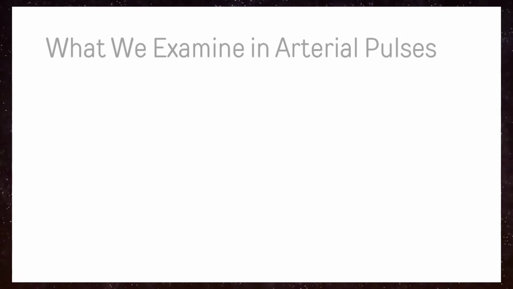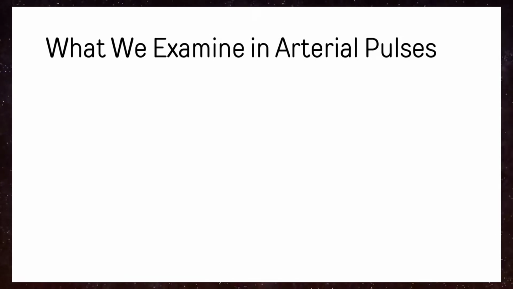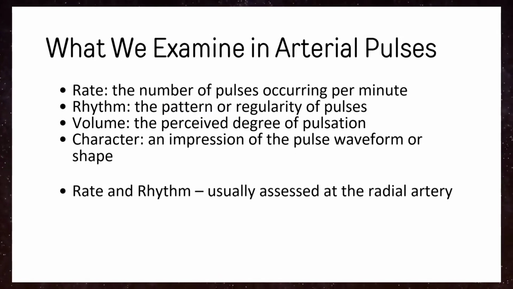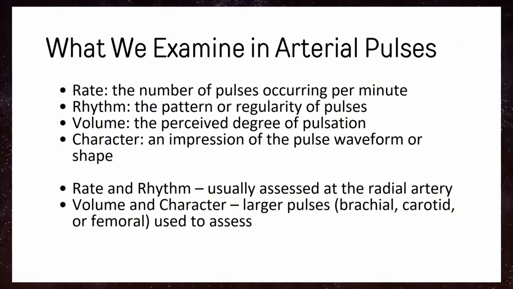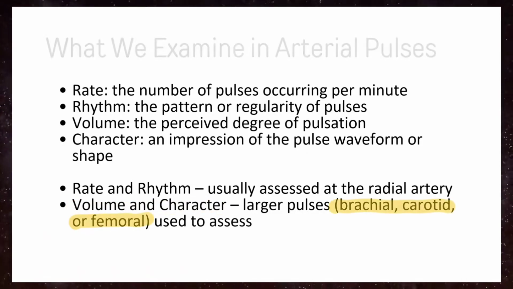There are 4 things that we look out for when we examine the arterial pulses. They are the rate, the rhythm, the volume, and the character. The rate and rhythm is usually assessed at smaller arteries such as the radial artery, and the volume and character is examined in pulses of larger arteries such as brachial, carotid, or femoral arteries.